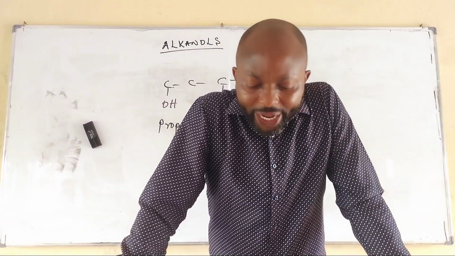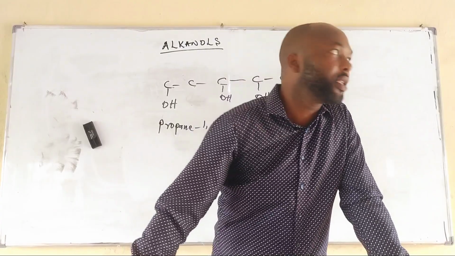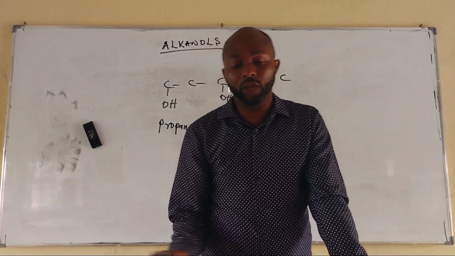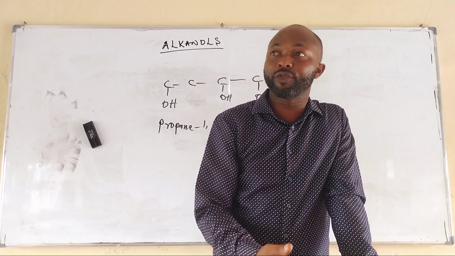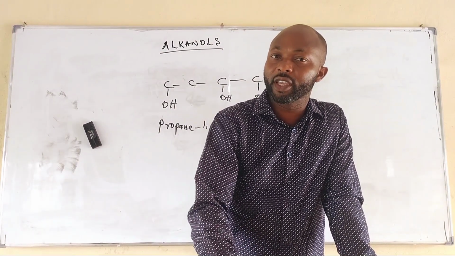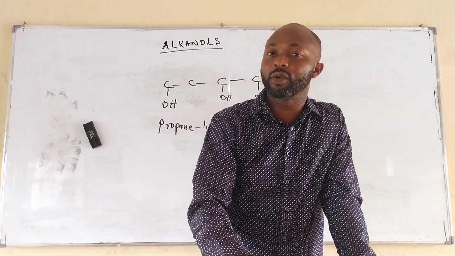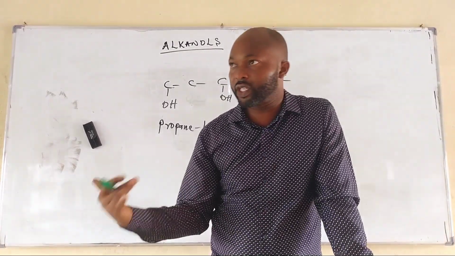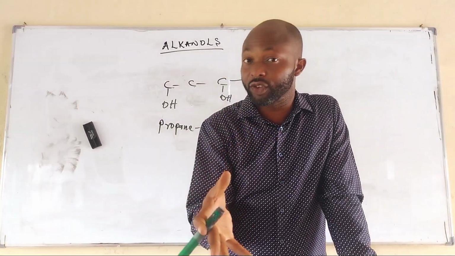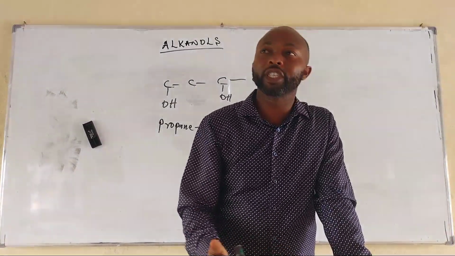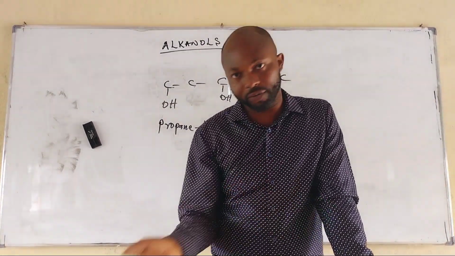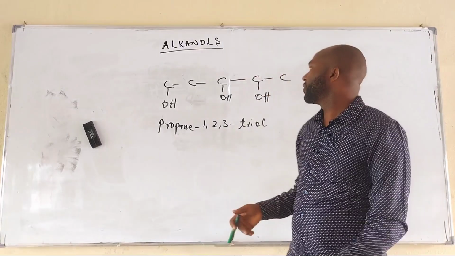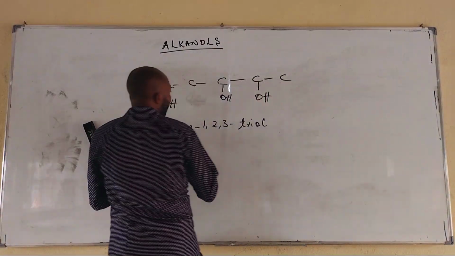So let's take polyhydric alcohols. We are talking about classification based on the number of hydroxy groups, where we've talked about the monohydric, which contains 1 hydroxy group. Dihydric alcohol contains 2 hydroxy groups. Trihydric, which we just discussed, contains 3 hydroxy groups. Polyhydric contains 4 and above.